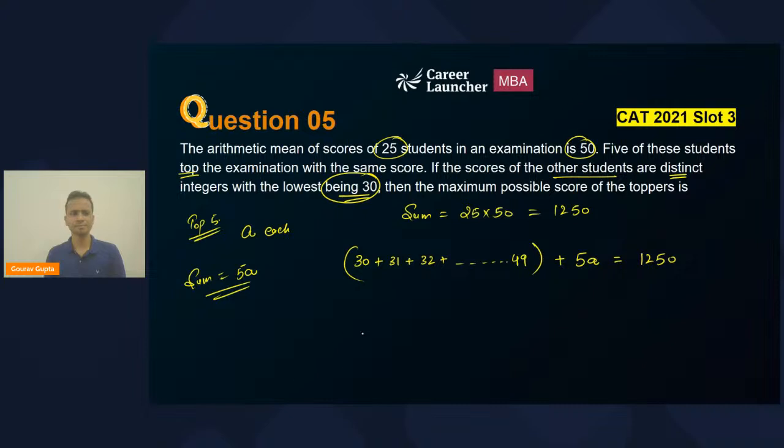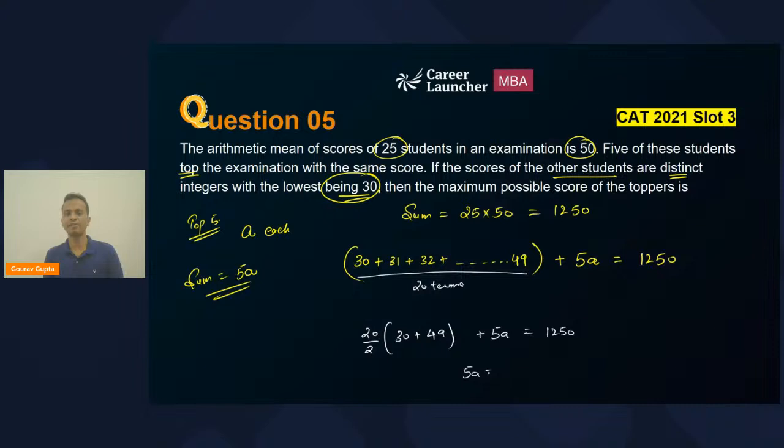Okay, right? Now, how do we find the sum of these numbers? All of them are in AP, arithmetic progression. How many terms are there? 20 terms are there. So the sum of these 20 terms will be n by 2 bracket a plus l. This is the sum of numbers in arithmetic progression: n by 2 bracket a plus l, the first term plus the last term. Okay, plus 5 times A is equal to 1250.